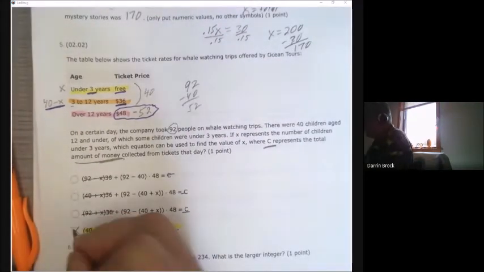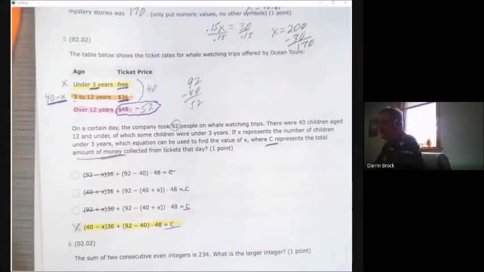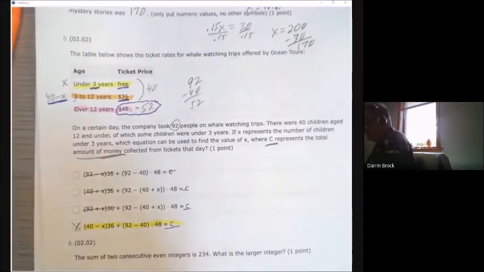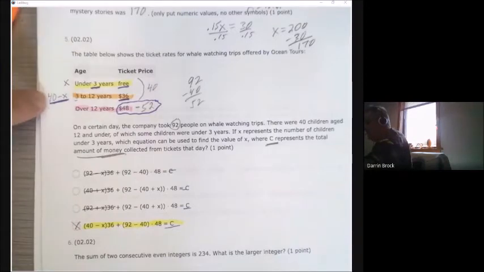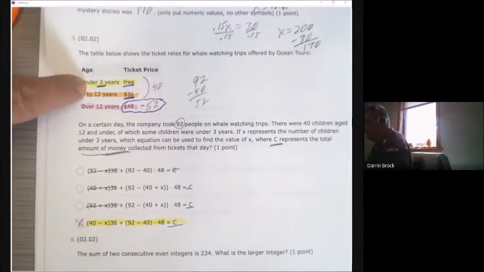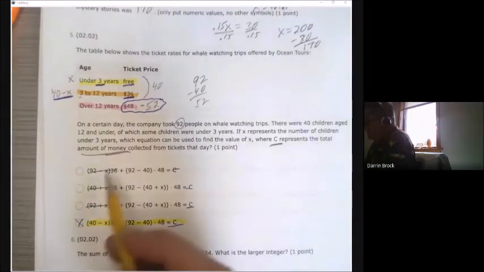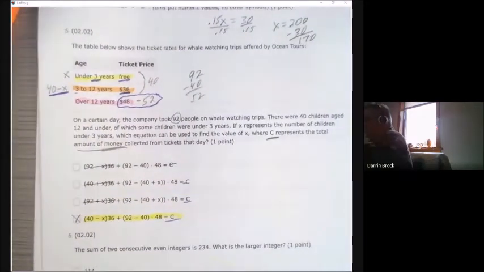And we don't have to calculate how much money. They didn't ask us to calculate. We don't have to figure out how many are under 3 or anything. They just want to know which equation would be used. So by process of elimination, looking at what information they gave us, it helped when I wrote this: X is under 3, 40 minus X must be 3 to 12. We're able to figure out which equation would solve that for them.